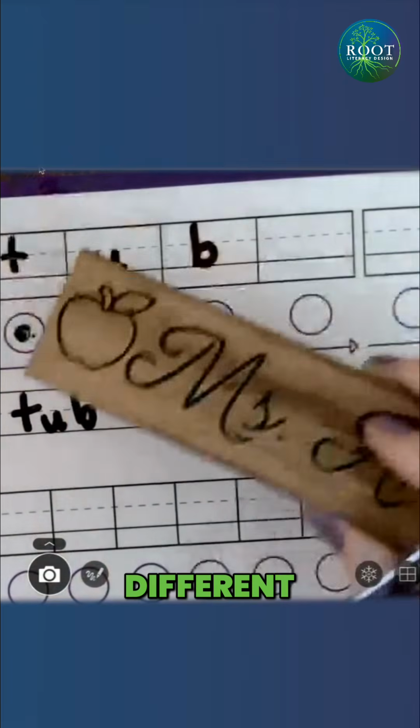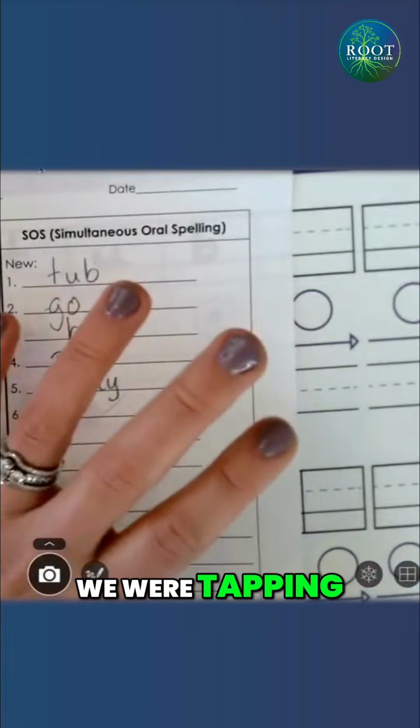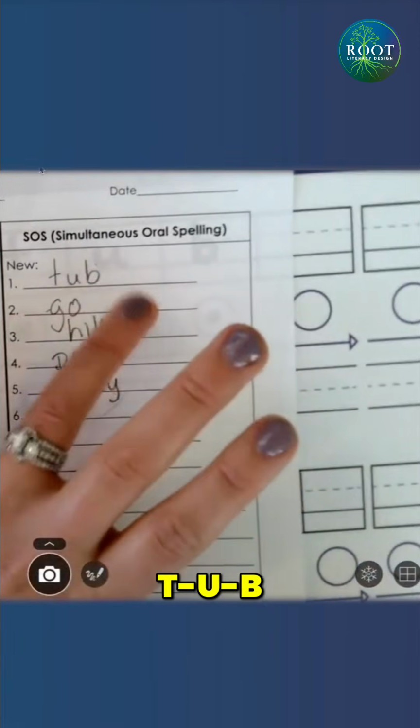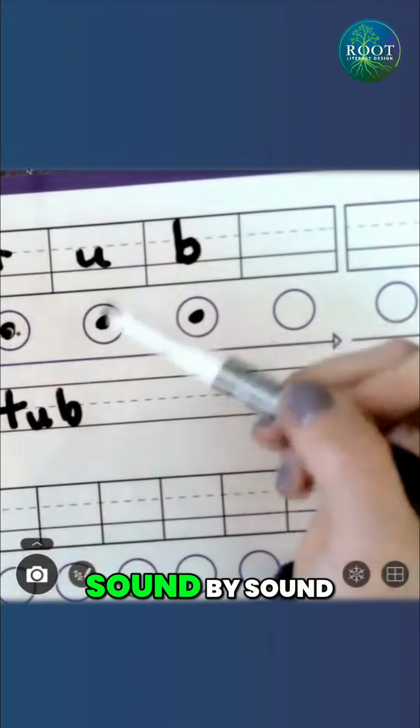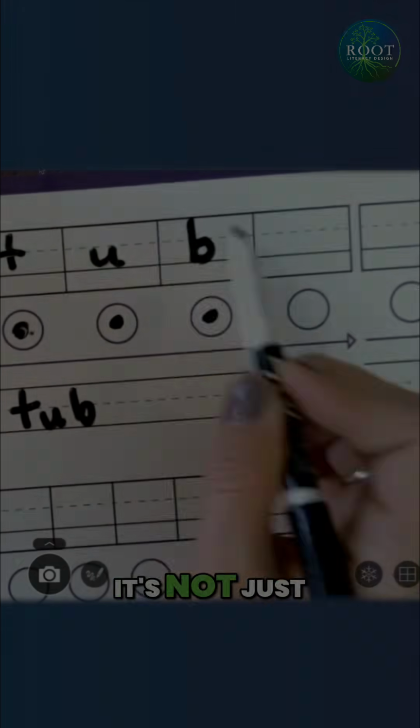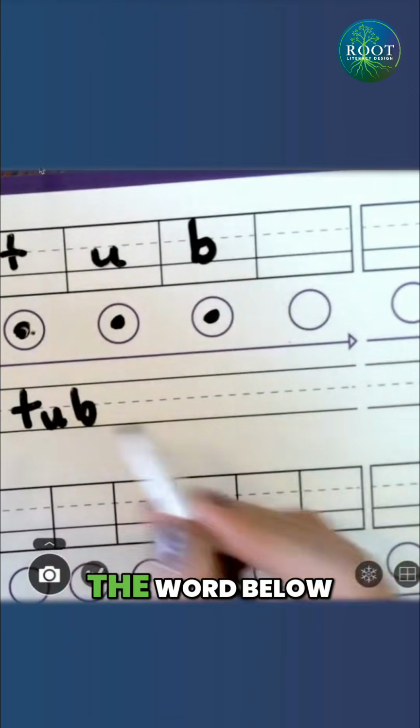So this is different because when we did it before here, we were tapping it, holding it in our brain, t, b, and then attaching the letters verbally, T, U, B. In this case here, we get to go sound by sound if it's helpful. It's not just verbal, it's written, and then we rewrite the word below.